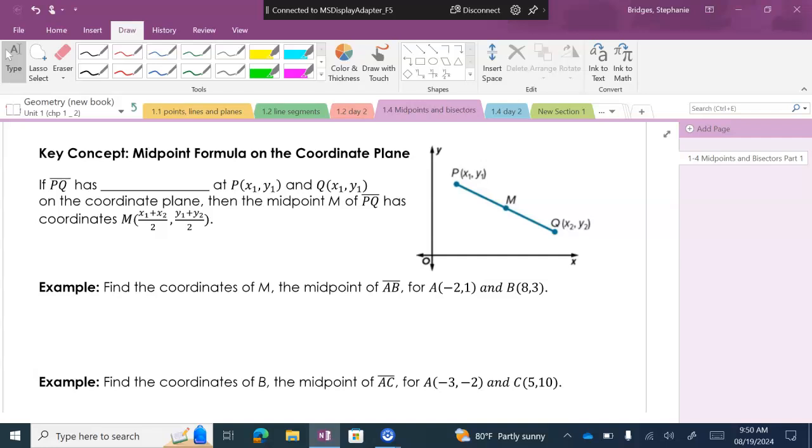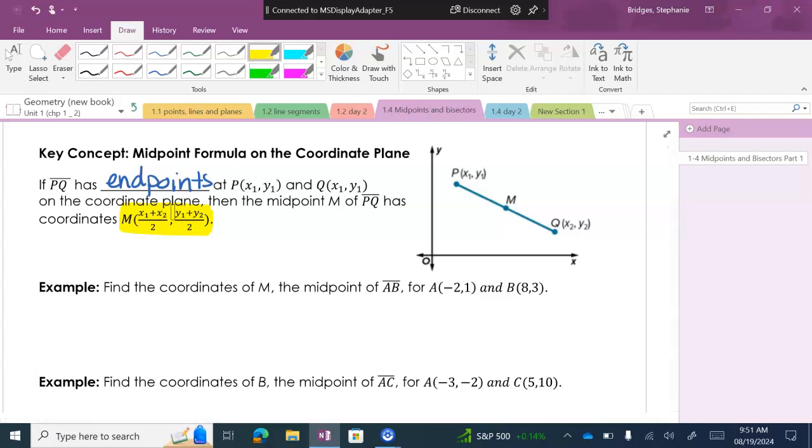M is the middle. Okay. If PQ has coordinates, or endpoints, I guess is what we would want to call them, at P and Q on the coordinate plane, then here's the formula for the midpoint. I'm going to highlight it here. When we take our quiz on Thursday, I will give you this formula. You do not have to remember it, okay?